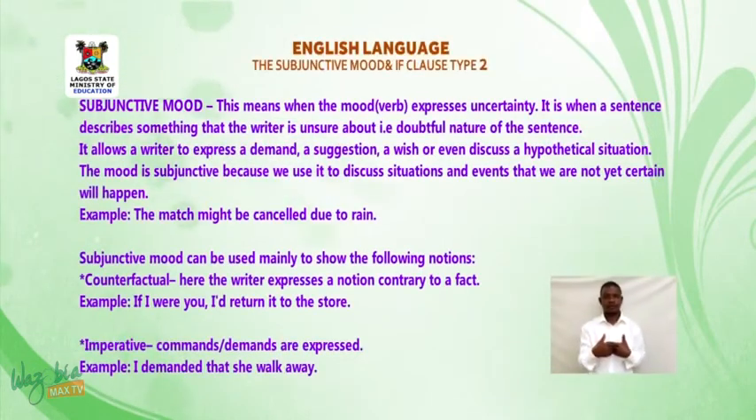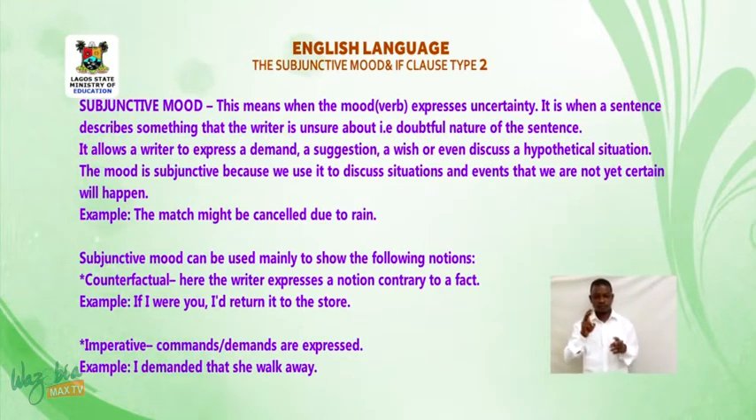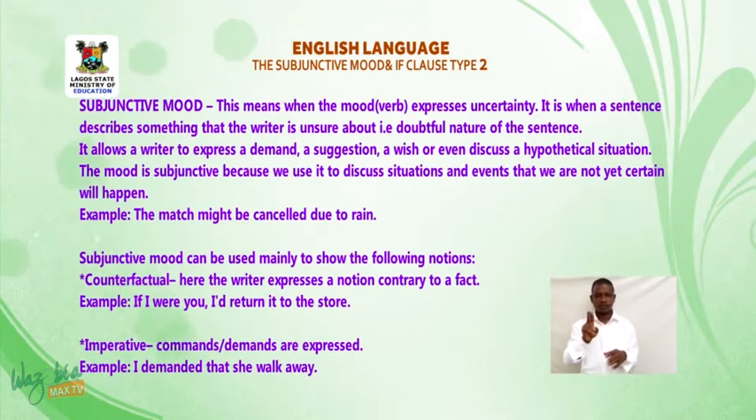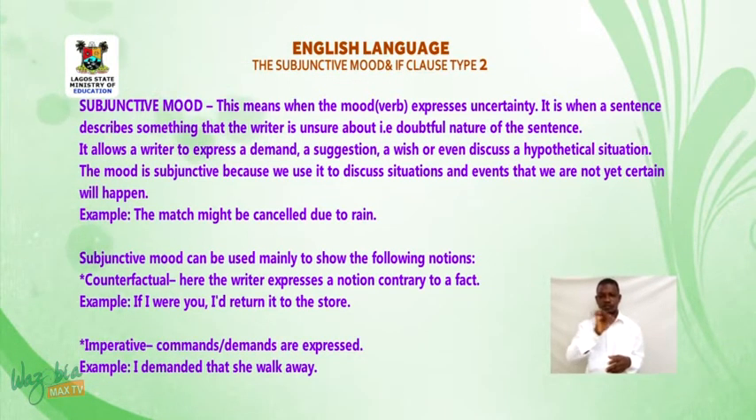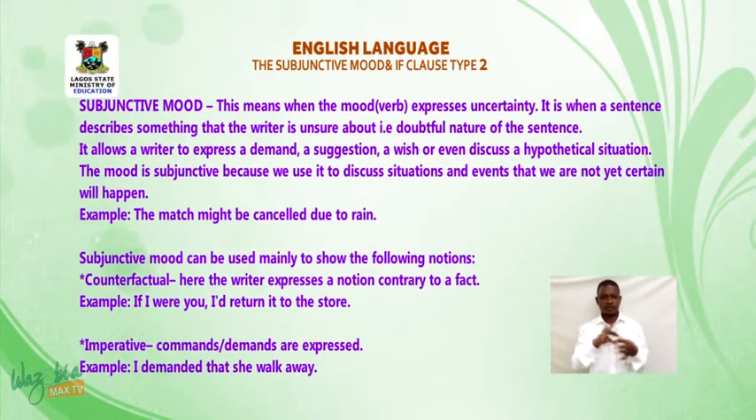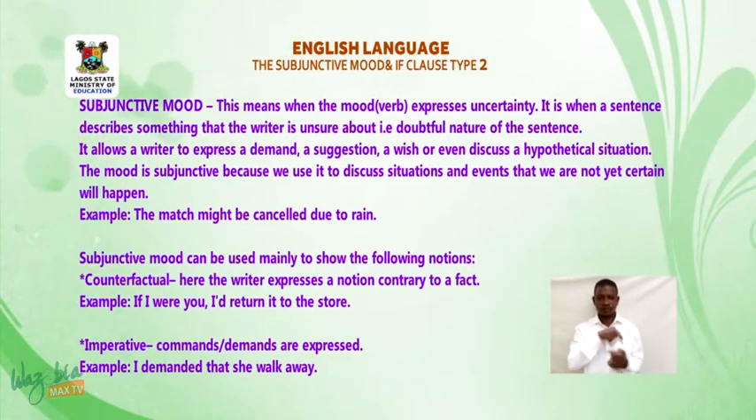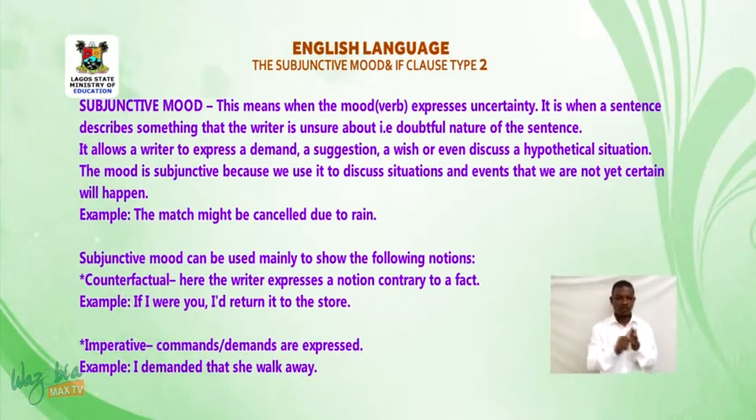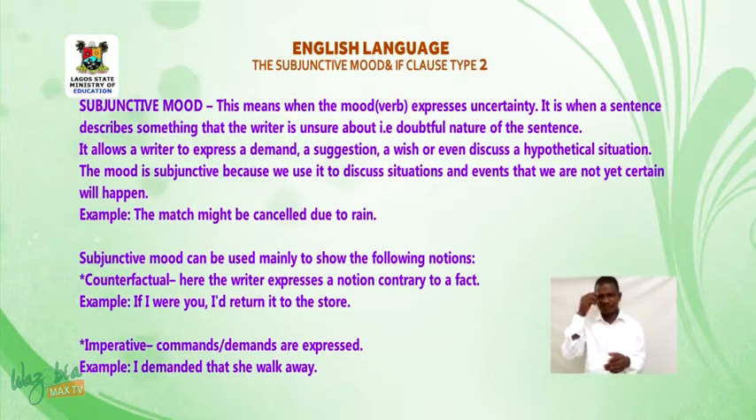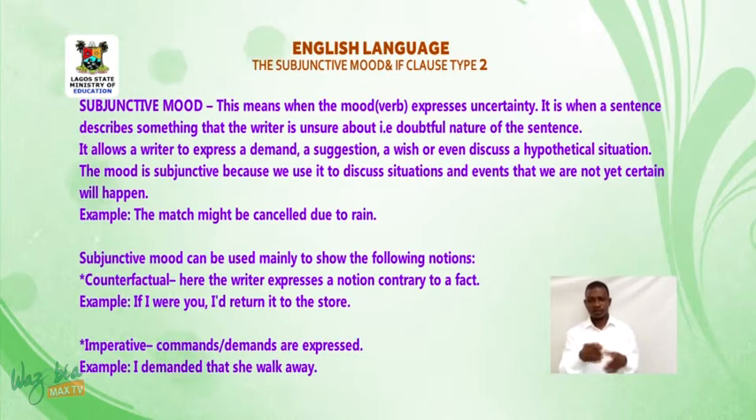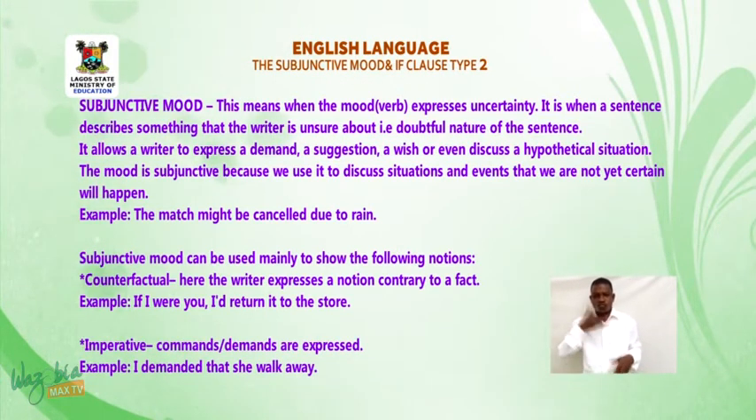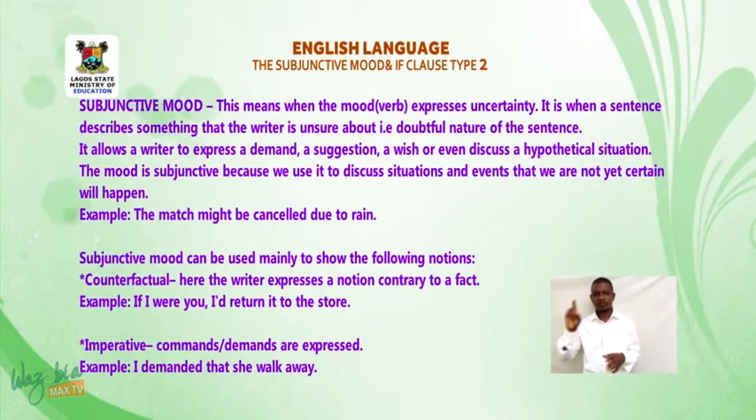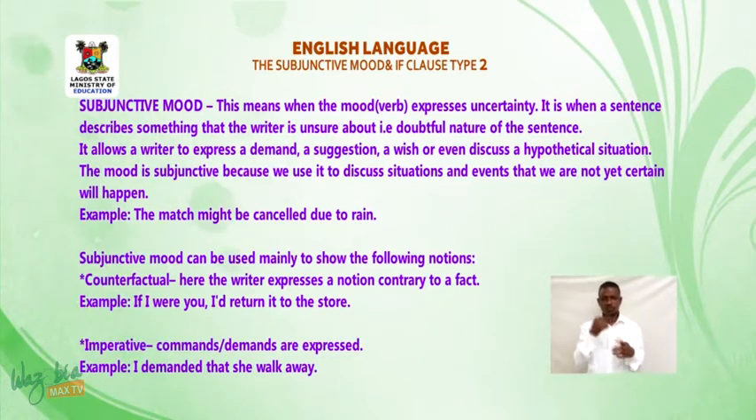Welcome back. Now, let's take a deep look at the subjunctive mood. Subjunctive mood means when the mood expresses uncertainty. It is when a sentence describes something that the writer is unsure about, that is, doubtful nature of the sentence. It allows a writer to express a demand, a suggestion, a wish, or even discuss a hypothetical situation. The mood is subjunctive because we use it to discuss situations and events that we are not yet certain will happen. Example, the march might be cancelled due to rain.